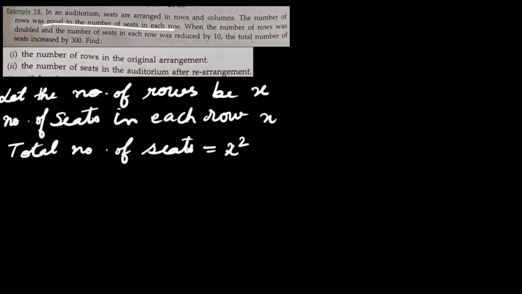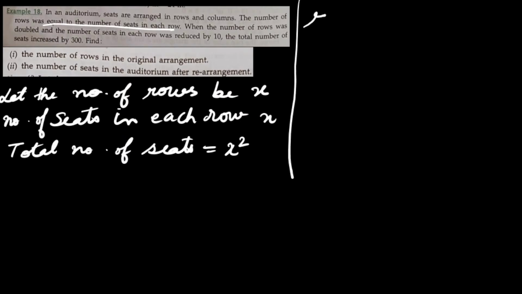So we are doing this question. The total number of seats is x square. This first thing is done. We have found the total number of seats. Now let's see the second situation. So what is the second situation? Now when the number of rows was doubled.